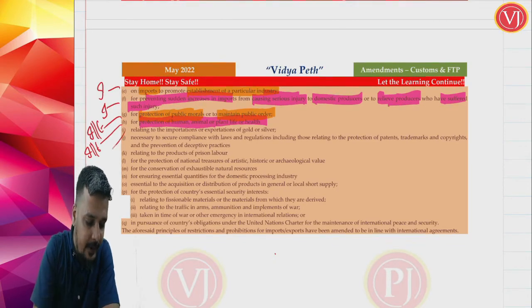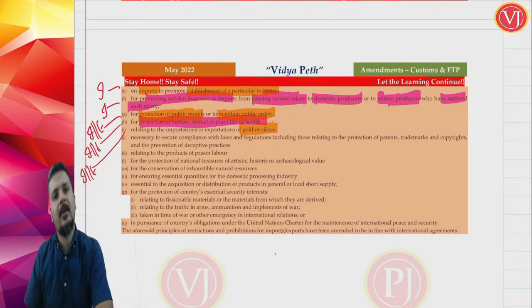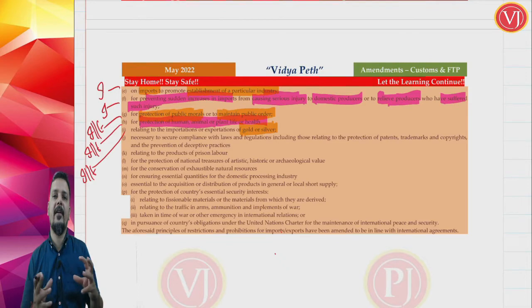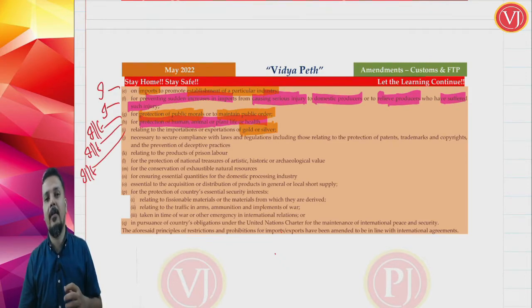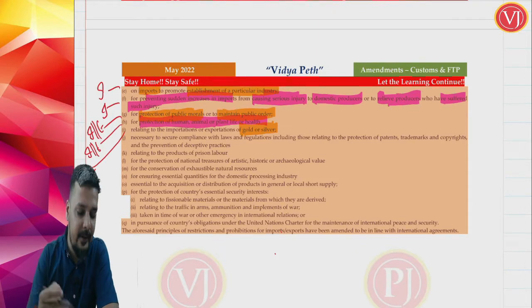Next point again is relating to both import and export. Again, the focus is on gold, silver. Importation, exportation of gold, silver, government can have control because when you talk about gold and silver, always understand that government has a lot of checks and controls on gold and silver right from the beginning to make sure that black money does not increase tremendously.